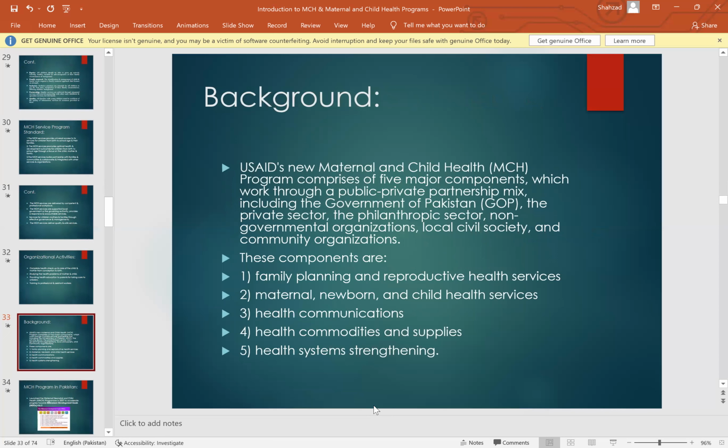Background. USAID's new maternal and child health MCH program comprises five major components which work through a public-private partnership mix, including the government of Pakistan, the private sector, the philanthropic sector, non-governmental organizations, local civil authority, and community organizations. These components are family planning and reproductive health services, maternal, newborn, and child health services, health communications, health commodities and supplies, and health system strengthening.